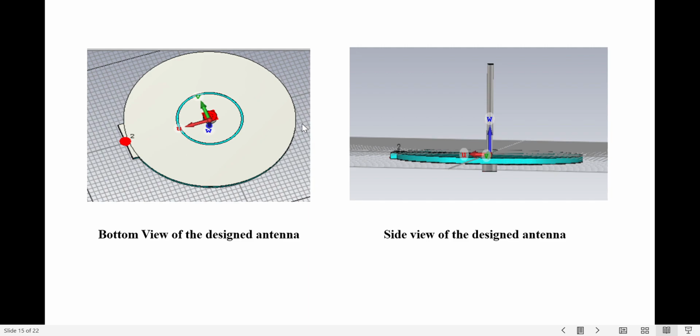As there is a ground plane, this is the bottom view of the designed antenna. Ground plane for a perfectly electric conductor, and also a substrate which is placed on the ground plane as well. This is the monopole. This is the side view of the antenna monopole, and under the monopole there is an annular slot antenna.